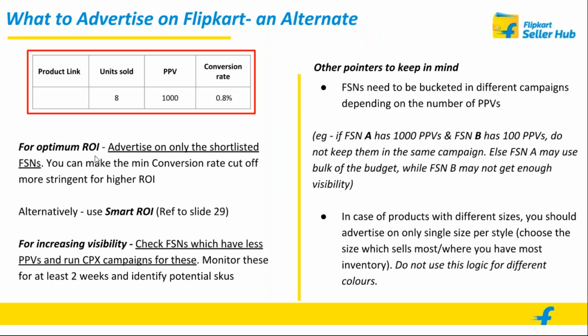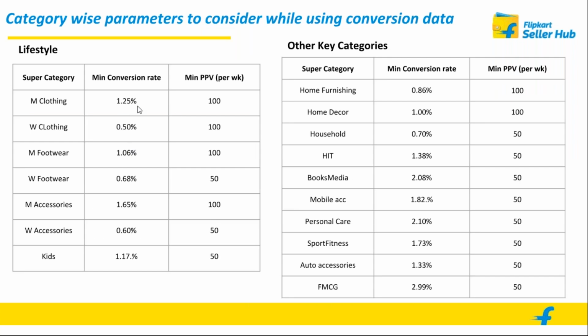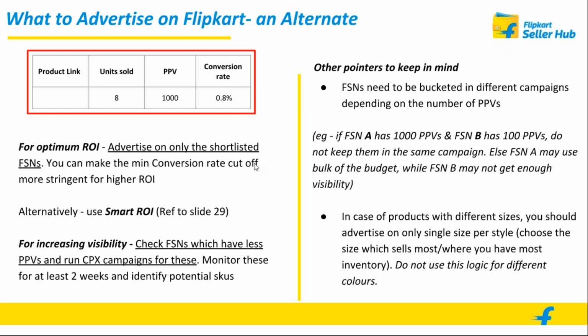If you want higher ROI, what you can do is become a little more stringent on the conversion rate. For example, in men's clothing, if I'm talking about 100 PPVs, yes, I have done that. Now I'm checking at a conversion of 1.25%, which is the average for the category. Now I say, you know what, I actually want more ROI out of it. Then I can take a higher conversion rate cutoff. Let's say I take products which are higher than 2% conversion rate or something like that. So that's for the optimum ROI. Alternatively, you can also use smart ROI, which is something I'll get into later on.